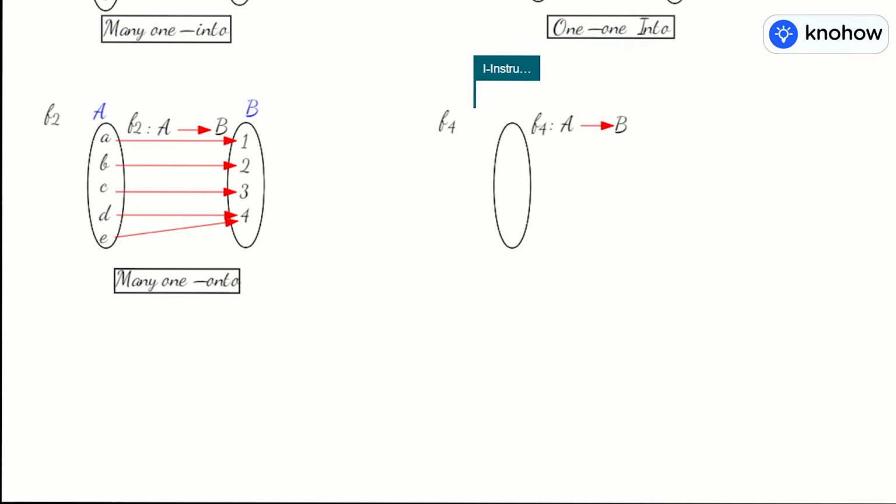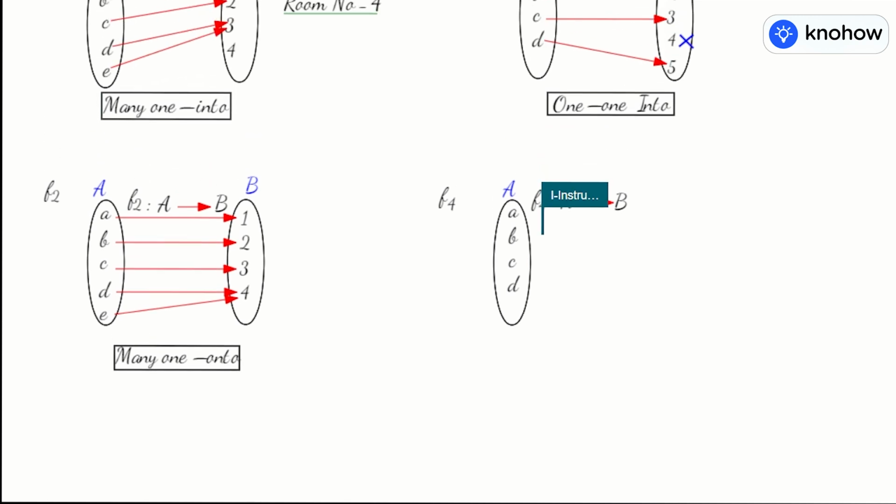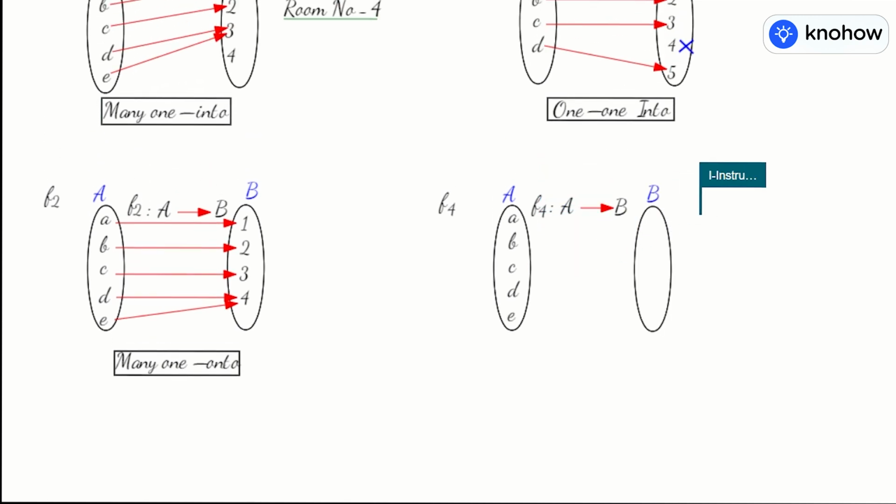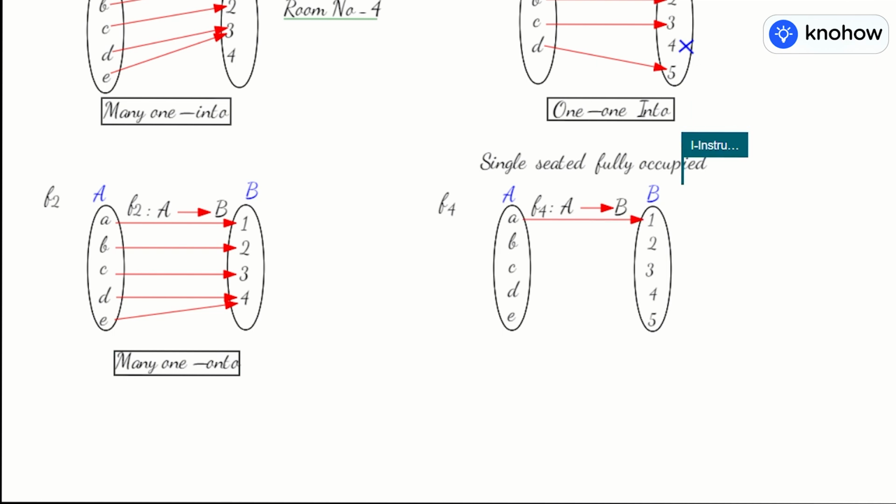Consider F4. A is the set of students A, B, C, D, E. B is the set of rooms 1, 2, 3, 4, 5. And as the warden told him, this is a single seated, fully occupied hostel. And how is it? Straightforward: A lives in room number 1, B in 2, C in 3, D in 4, E in 5.